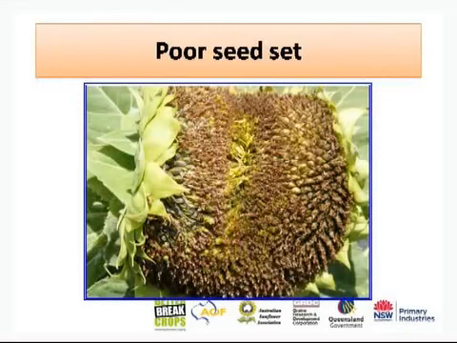This is just a quick photo of what we're trying to avoid. This is one of the things you'll see when things go really badly, which is poor seed set. Sue Thompson will cover a lot more on this later on and has some really good photos.